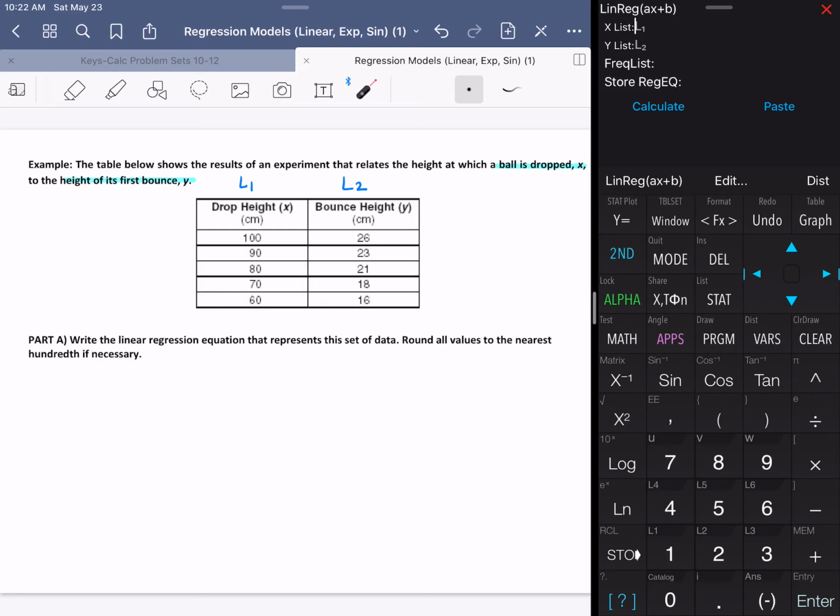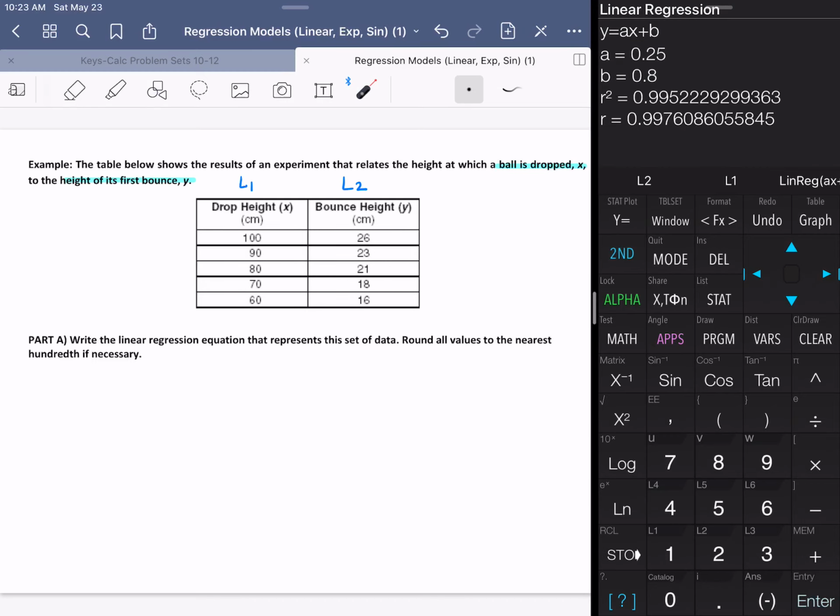And then it's going to ask for where's your X list. If you look over here, my X list is in L1 and my Y list is in L2. As long as you have typed that in, which would be second and then L1, that gives you the first list. Second and then L2 gives you the second list. Your frequency list will always be blank, and your store regression equation you don't need. So we can just go ahead and hit calculate.